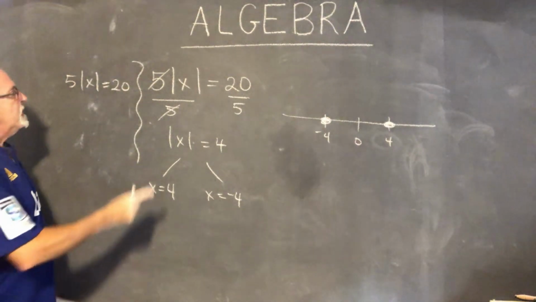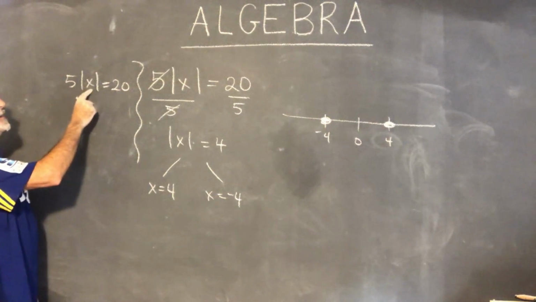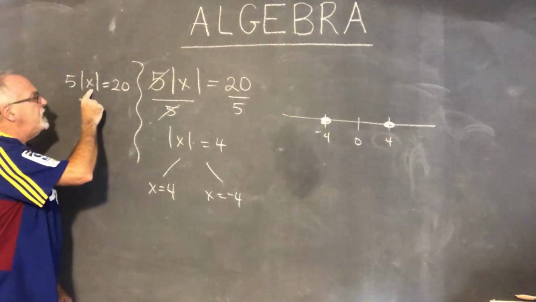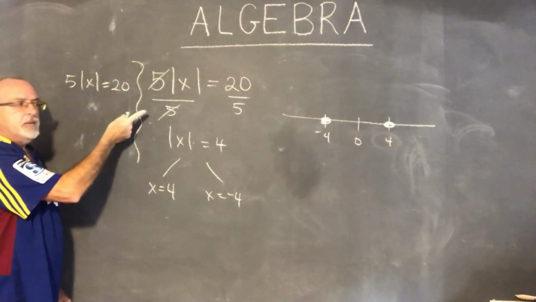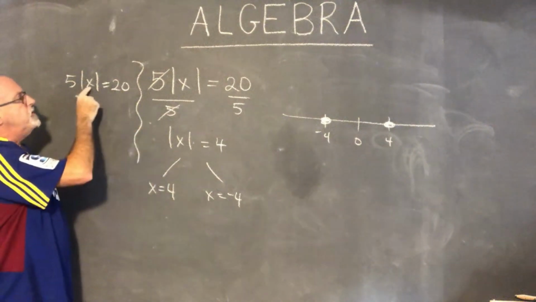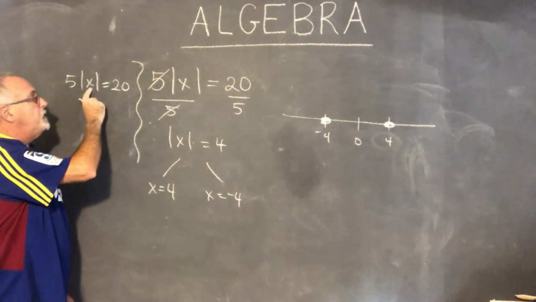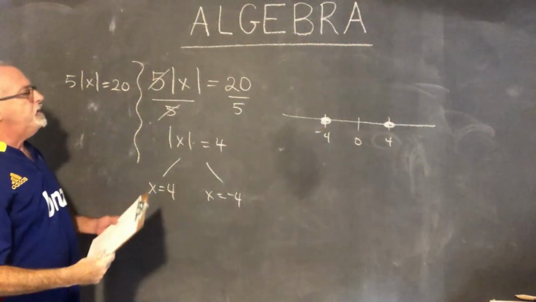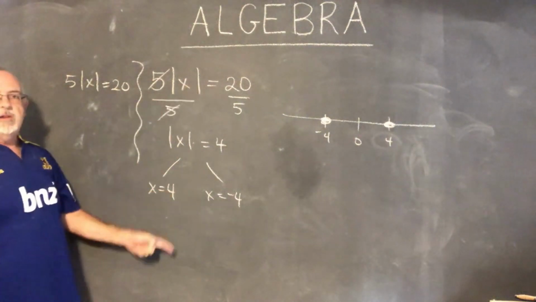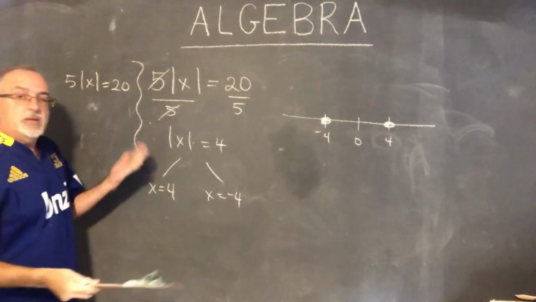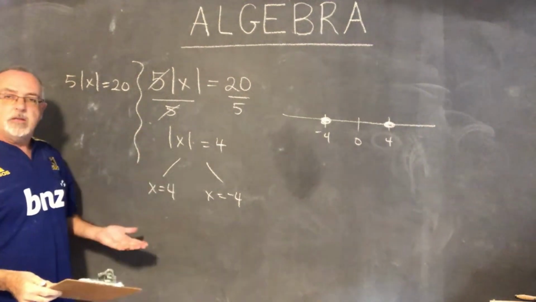Okay, if I plug a negative 4 into this, well, the absolute value of negative 4 is 4, and 5 times 4 is 20, it's working. And if I plug positive 4 into this, well, the absolute value of 4 is 4, 5 times 4 is 20, it's working. So I feel confident that this is the right thing to do. Okay, well, that's fun. There's an extra step involved, that's all.